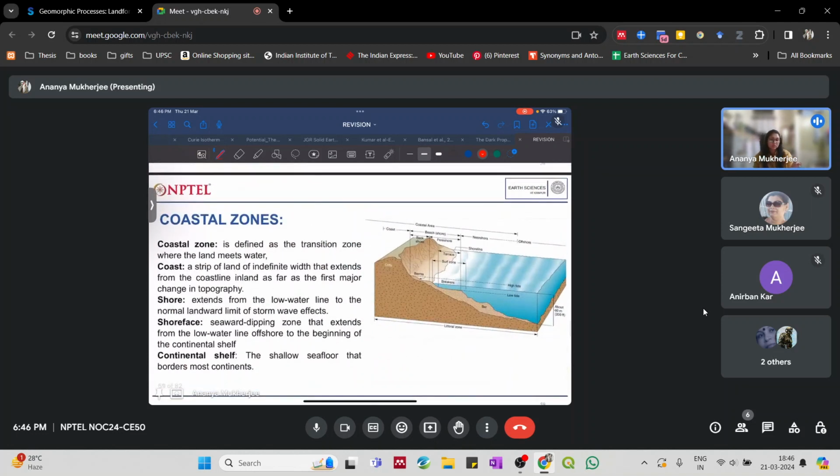Then you have different zones. So you have the coastal zone. It's the transition zone where the land is meeting the water. Coast is from the coastline towards the inland, where the major change of topography happens. Then you have the shore face, and lastly you have the continental shelf. So as we move from the waterline towards the deeper ocean part. Okay, so these are the different coastal zones that we see.